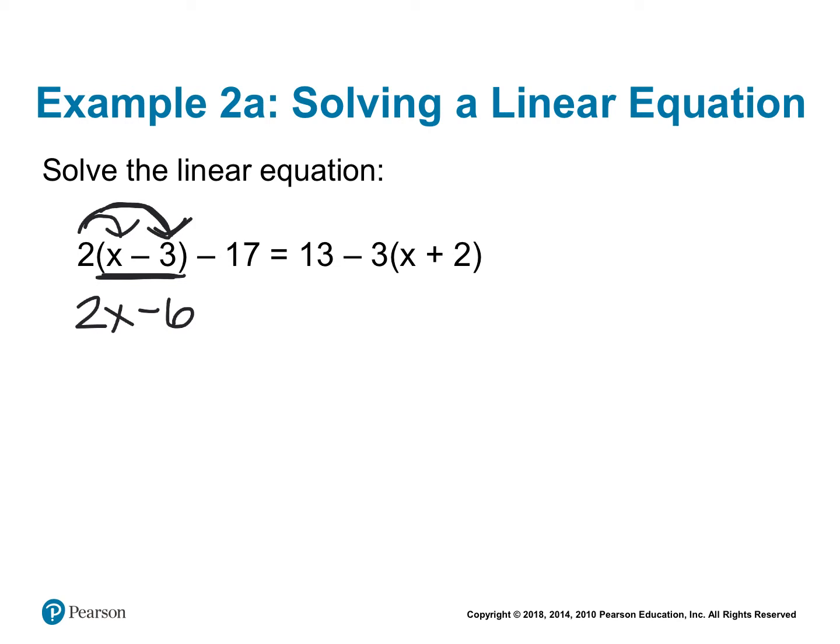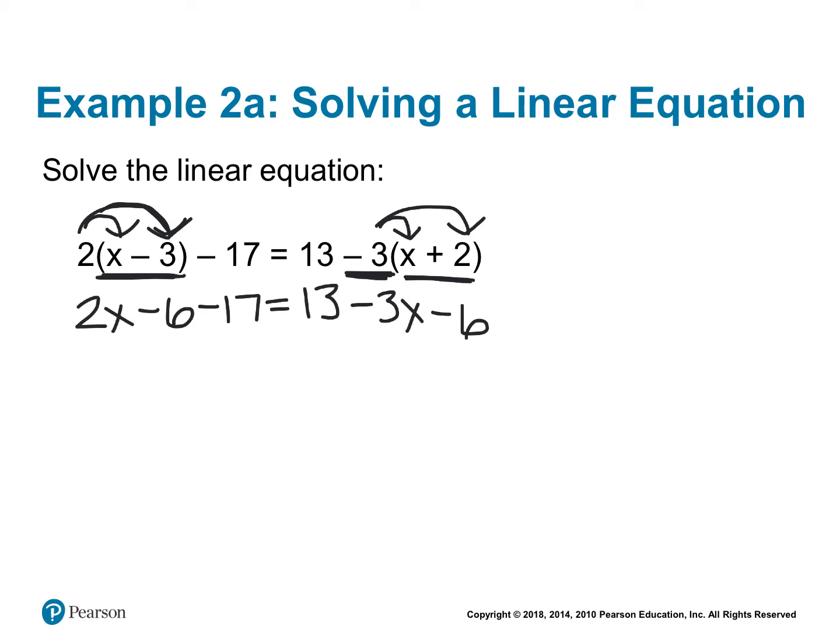Parentheses mean multiply. I still have this minus 17. I have the 13, and now here, I'm going to draw my arrows again, so I multiply this entire quantity by negative 3. Be careful, that's a negative. So I have negative 3x, and negative 3 times 2 is negative 6.